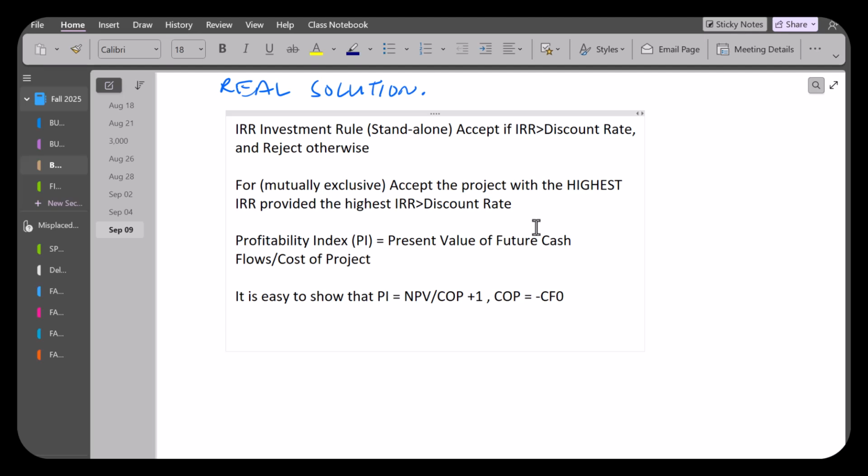And the PI rule is simple for standalone projects: accept if PI is greater than 1. In fact, PI would be greater than 1 if and only if NPV is greater than 0. So for standalone projects, PI and NPV are going to give you exactly the same decision. Because if NPV is positive, you know for sure PI is greater than 1. And similarly, if PI is greater than 1, you know for sure NPV is positive. That's what if and only if means. If you say A implies B if and only if, that means A implies B, but B also implies A.